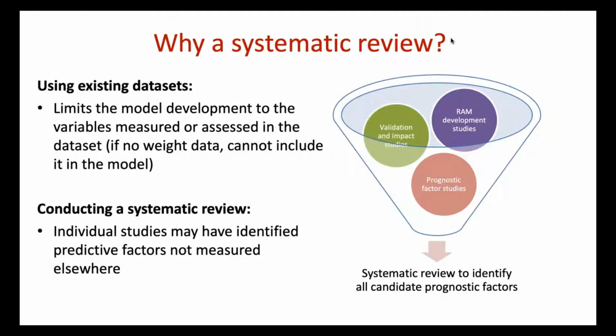Well, most evidence-based risk assessment models that are developed using data sets are limited by the variables measured in that data set. That is not the case when conducting a systematic review. A systematic review allows us to assess multiple types of prognostic studies, including risk assessment model development, validation and impact studies, and prognostic factor studies.